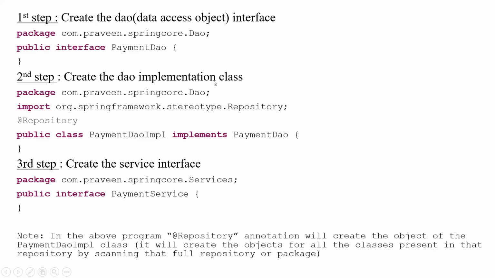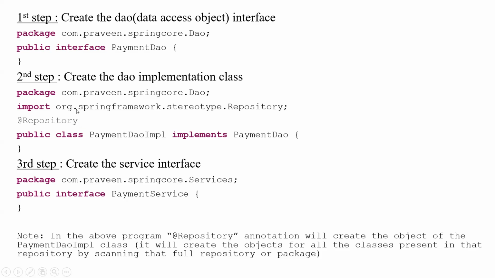Create the DAO implementation class. Public class PaymentDAOImpl. The name itself indicates the payment DAO implementation class. The class name is PaymentDAOImpl, which implements PaymentDAO. Though this is empty, I am just implementing it. That's all. It implements PaymentDAO, and I have given @Repository.